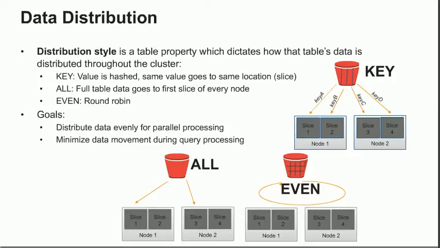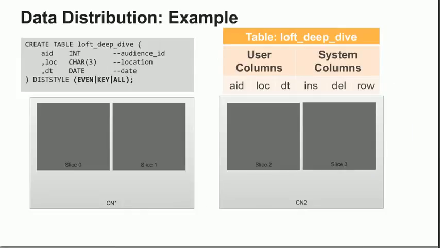The next is even. Even is a distribution style that really just round robins the data across all the slices in the cluster. So if, for example, you don't have a very good key to distribute on, you don't have something that's high cardinality, you don't have a unique key, you can just pick distribution style even, and we'll take care of it for you. We also have distribution style all, which makes a full copy of the table on each node in the cluster. It's typically used for dimension tables. So just to illustrate these 3 different styles, we're going to jump into some examples.